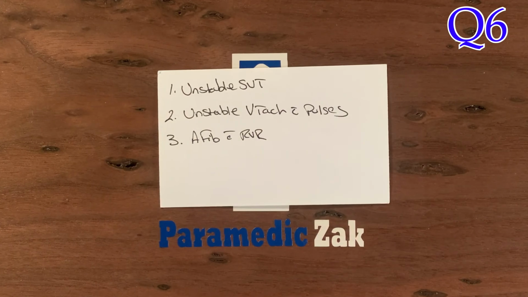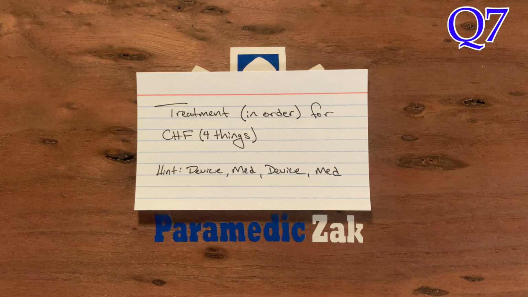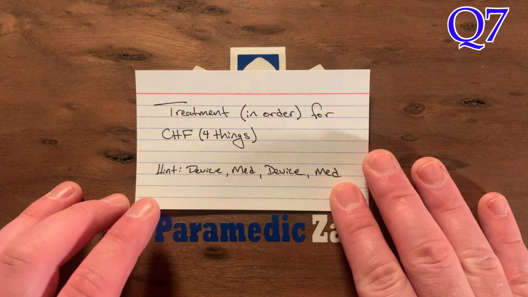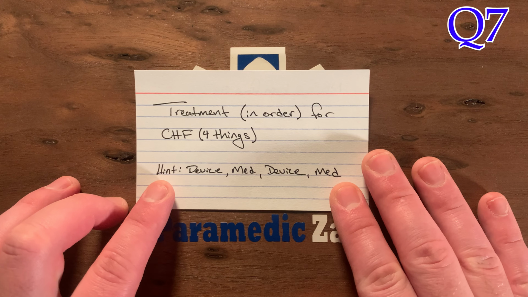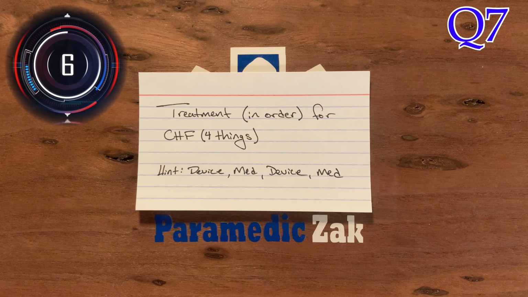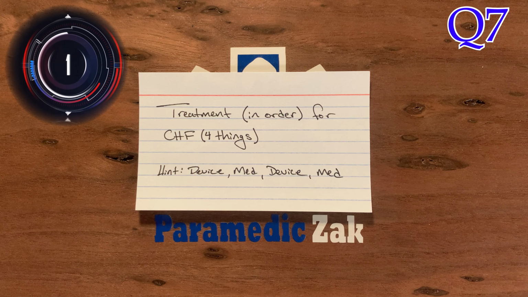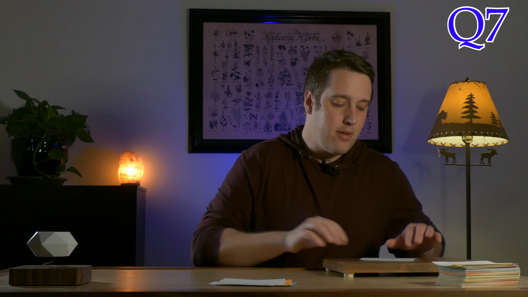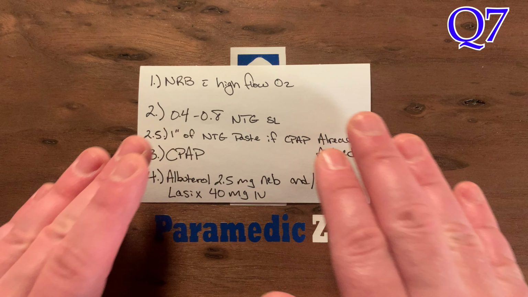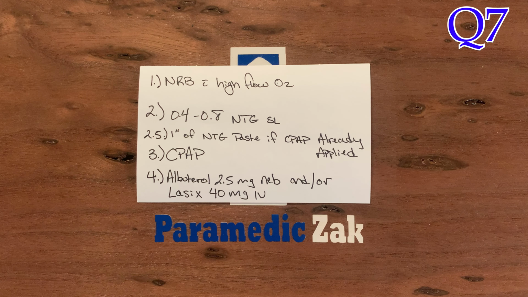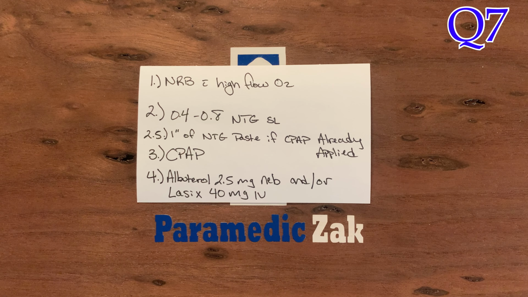Alright, so question 7. In the proper order, name the 4 things that you're going to do to treat CHF. Hint. Device, med, device, med. Alright guys, so the first thing or the first device that you're going to use is a non-rebreather with high flow oxygen. The first medication or the second thing that you're going to do is administer nitroglycerin at a dose of 0.4 to 0.8 milligrams sublingually.